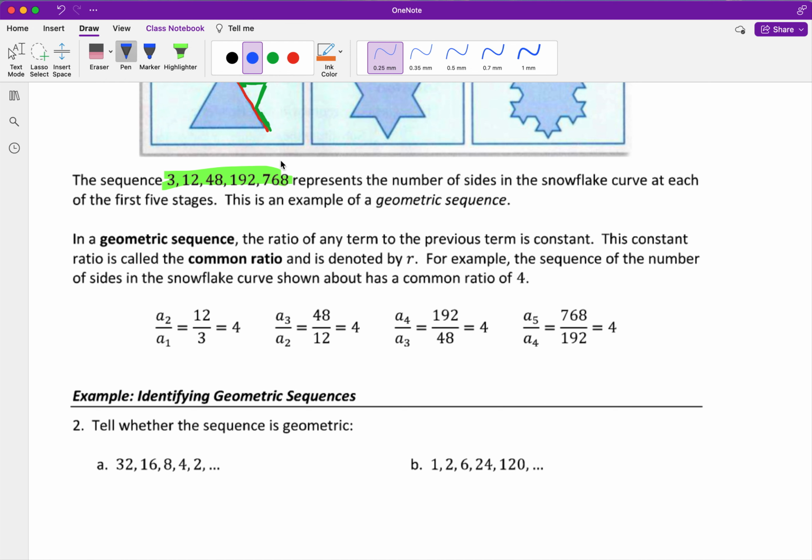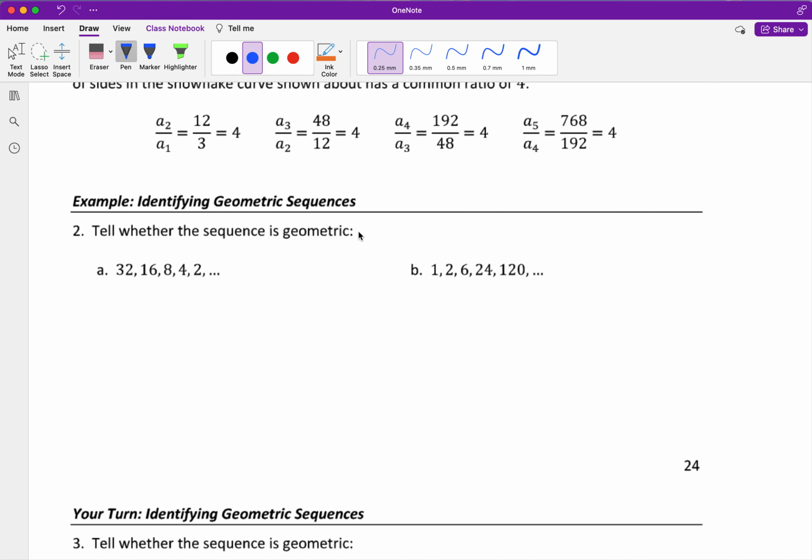So let's start off by first just identifying whether something is geometric, which means that it will have a common ratio, aka we are dividing or multiplying by the same thing over and over and over. So when I look at this one, it looks like everything's getting cut in half, right? So divided by 2, but we can't write it as divided by 2. We're going to write it as times 1/2. And that appears to be what's happening, right? 32 divided by 2 is 16, divided by 2 is 8, divided by 2 is 4. So yes, this one is geometric.